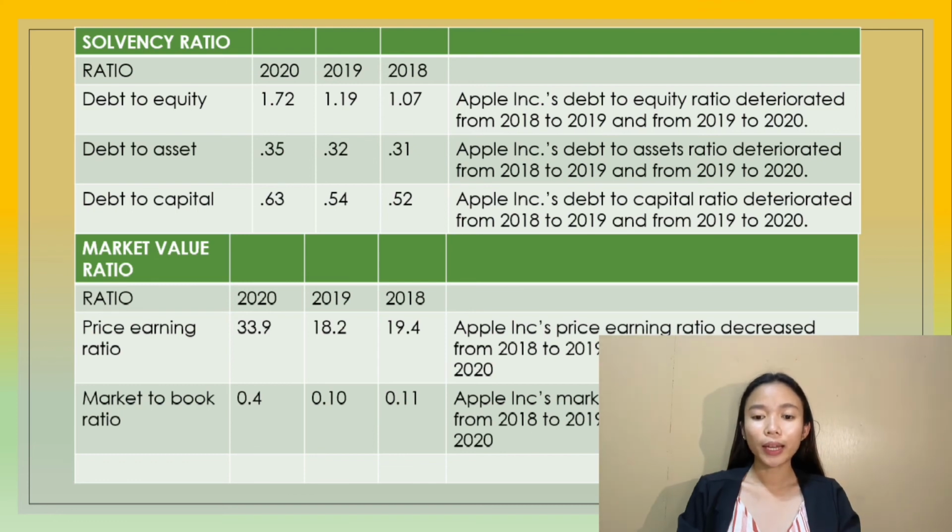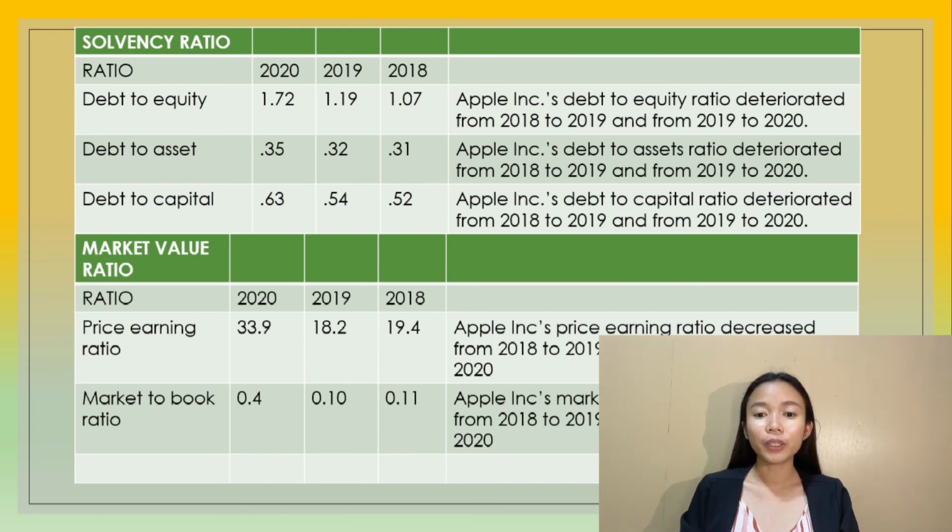The last one, we have the market value ratio. We have here the price earning ratio. The price earning ratio helps investors analyze how much they should pay for a stock based on its current earnings. As to Apple, its price earning ratio decreased from 2018 to 2019 but increased from 2019 to 2020. So this means that for every $1 of earnings, investors are willing to pay 33.9 for year 2020.